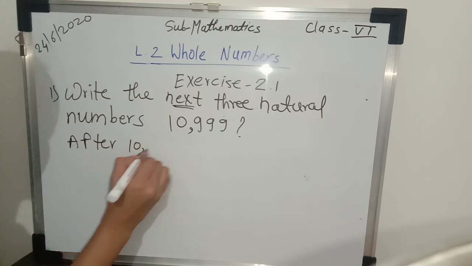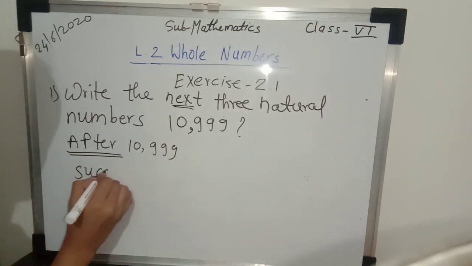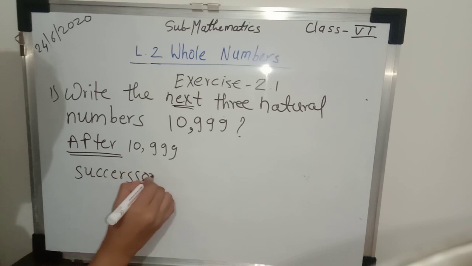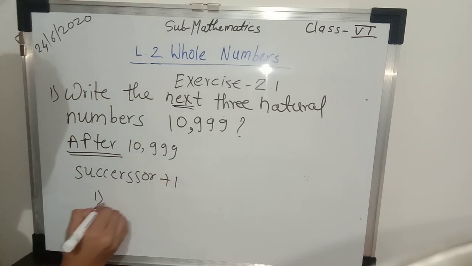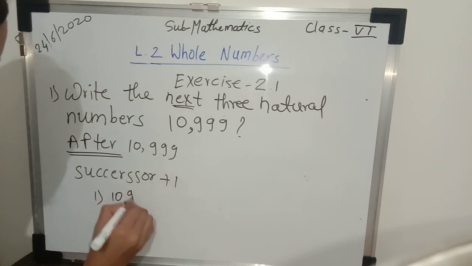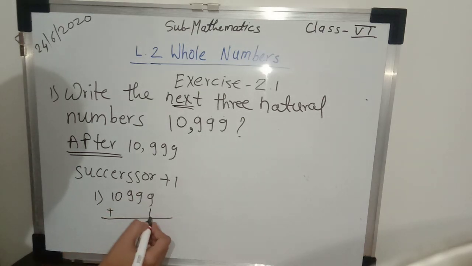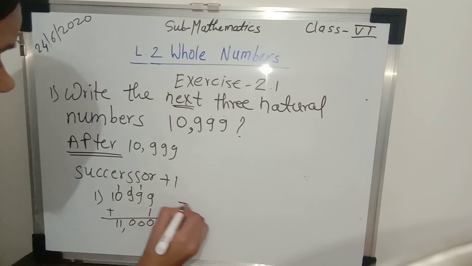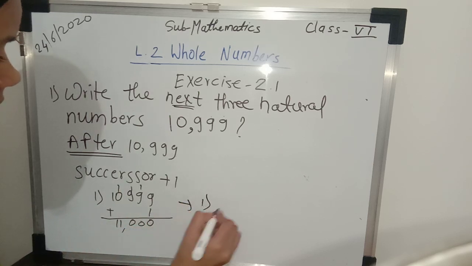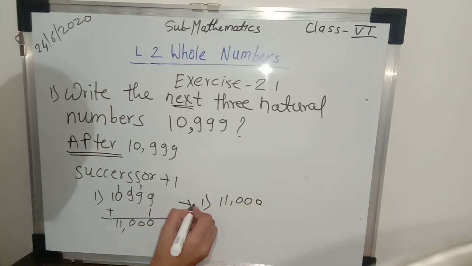Next means we have to find the numbers after 10,909, and the mathematical term for after is successor. Successor means we have to add 1 to it. So to get the three numbers, first we will write 10,999 and add 1 to it. 1 plus 9 is 10, again 1 plus 9 is 10, 1 plus 9 is 10, so our next first number is 11,000.